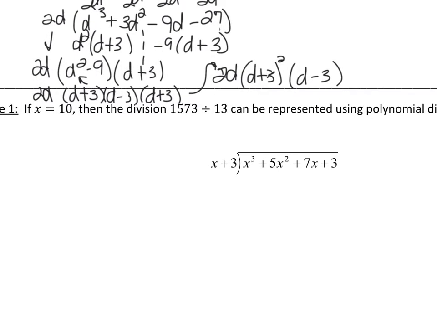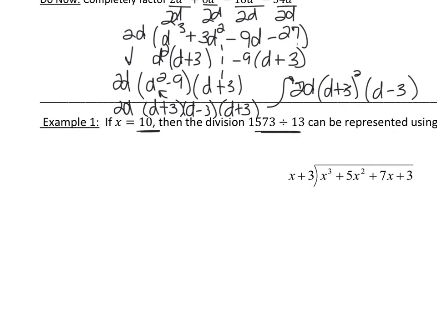So this lesson goes over long division with polynomials, and we're going to learn how to divide something that looks like this. But what I want to go over first is just the problem without the letters. If you notice, it says if x equals 10, then this division can be represented by this polynomial. So I want to go over how you do long division without this huge polynomial with the letters. If you notice, this is 1, 3, 1, 5, 7, and 3. So it is basically this problem just with letters, and that's what we do in algebra. We represent things with letters.